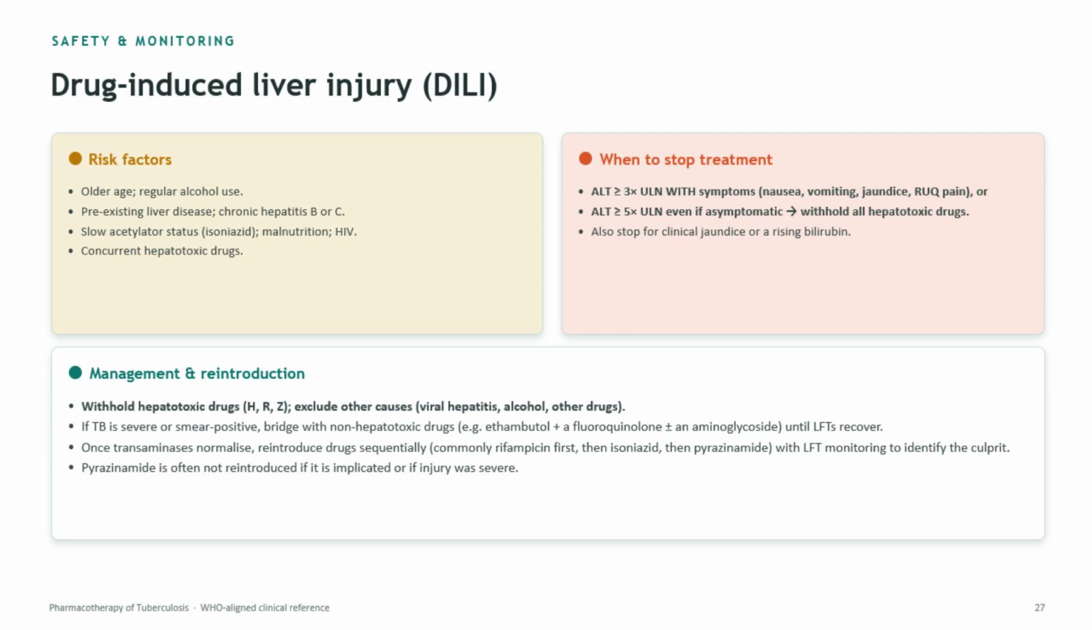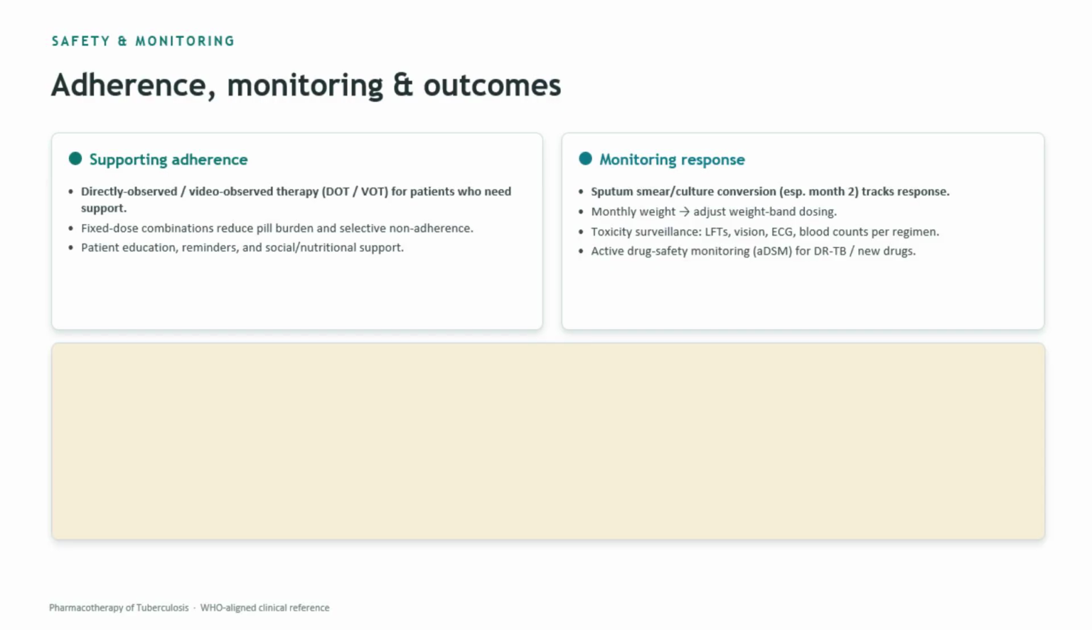Now memorize the stop rules. They get examined and they matter clinically. Stop all hepatotoxic drugs if ALT is 3 times the upper limit with symptoms, or 5 times the upper limit even without symptoms, or if there's jaundice. Then you withhold H, R, and Z, exclude other causes, let things recover, and carefully reintroduce. Know these thresholds cold.